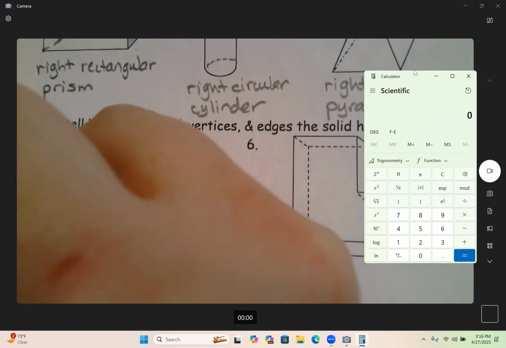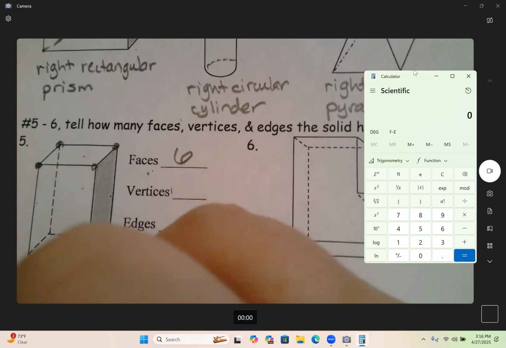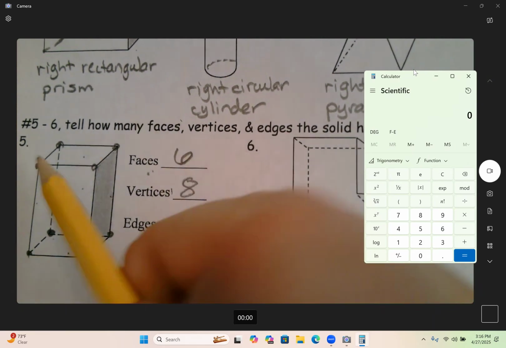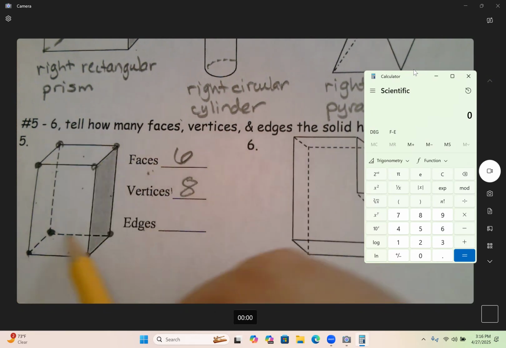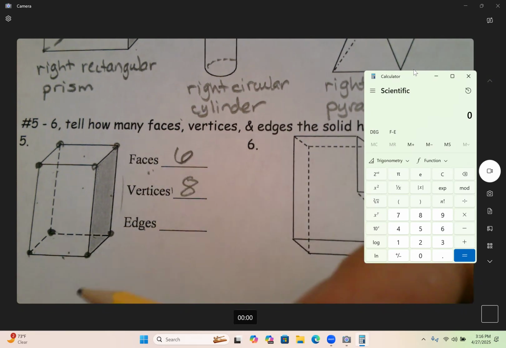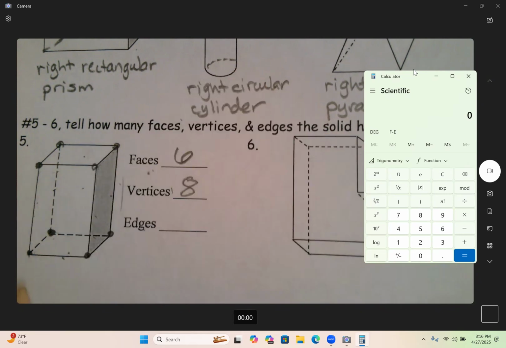Vertices, these are the corners: 1, 2, 3, 4, 5, 6, 7, and then there's this one in the back you can't see. So there are 8 vertices. And then finally edges, the line segments: 1, 2, 3, 4, 5, 6, 7, 8. Those are the edges on the top and the bottom. And then you have these lateral edges, is what we call them, the ones that are going straight up and down that connect the bases. There are 4 of those. So I have 4 top base edges, 4 bottom base edges, and 4 lateral edges. That gives me a total of 12.